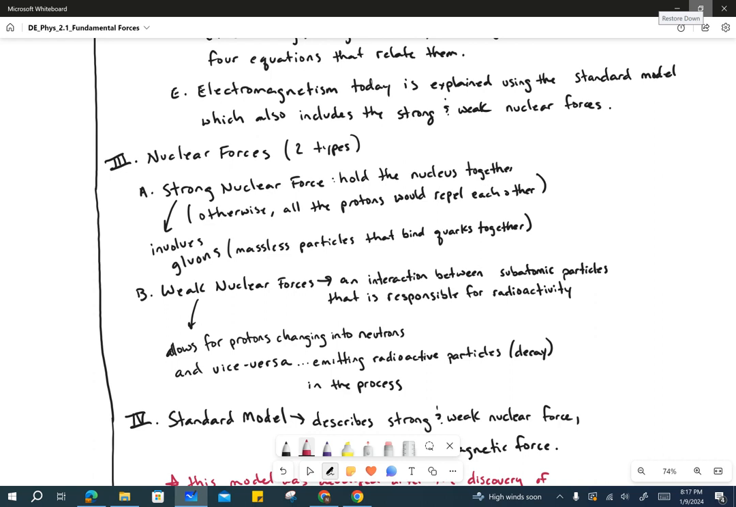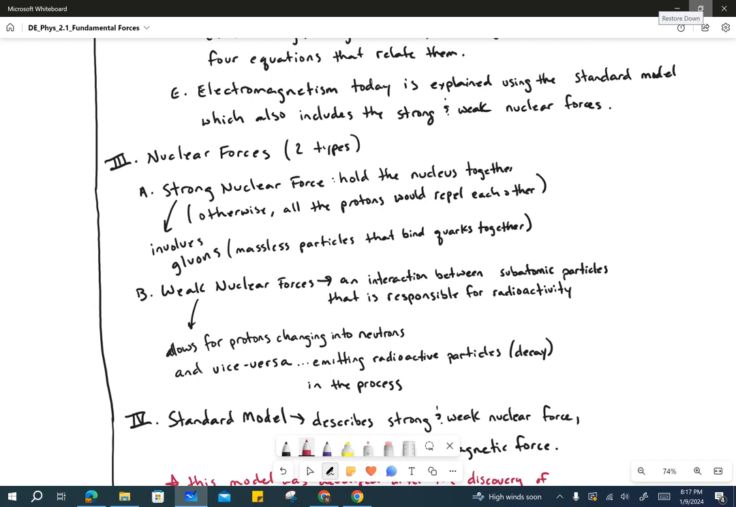You can see that. These are massless particles that bind quarks together. It gets just stranger as you dig deeper into the world of physics, right? So we have this term to describe a massless particle that seems to be holding these things together.